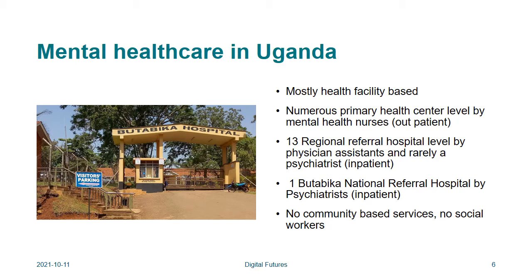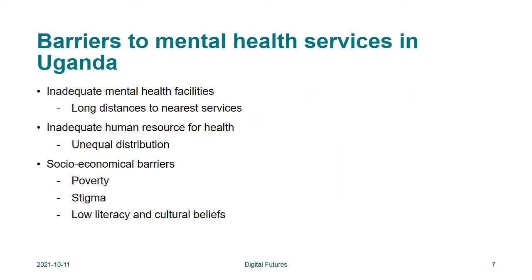There are few social workers and limited community-based services. And remember, this care is for Uganda, which is 40 million people. So you can put that into perspective. So the barriers then include long distances to the nearest mental health care service center, as you can see. Almost about 20 or so specialist centers for the whole country.